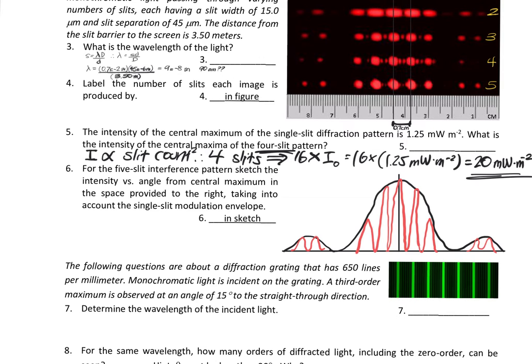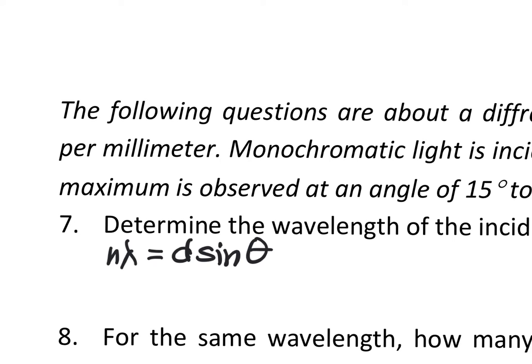Okay, so for number 7, it says we have a diffraction grating with 650 lines per millimeter. Monochromatic light is incident on the grating. 3rd order maximum observed at 15 degrees to the straight through direction, determine the wavelength of the incident light. So to find lambda, we use the diffraction grating equation, n lambda equals d sine theta, where n is which maximum we're talking about. It says this is a 3rd order maximum, so in this case n equals 3.